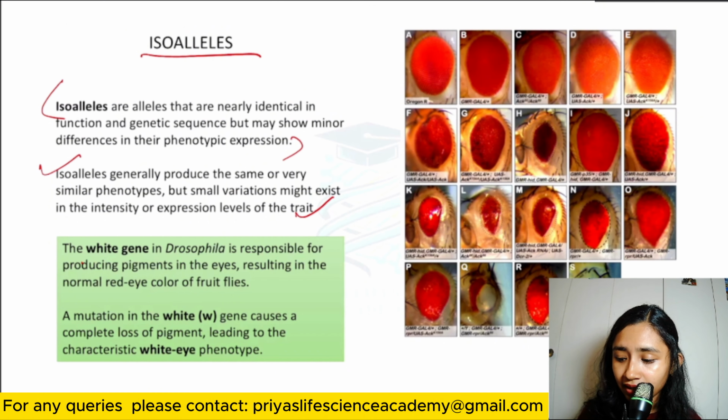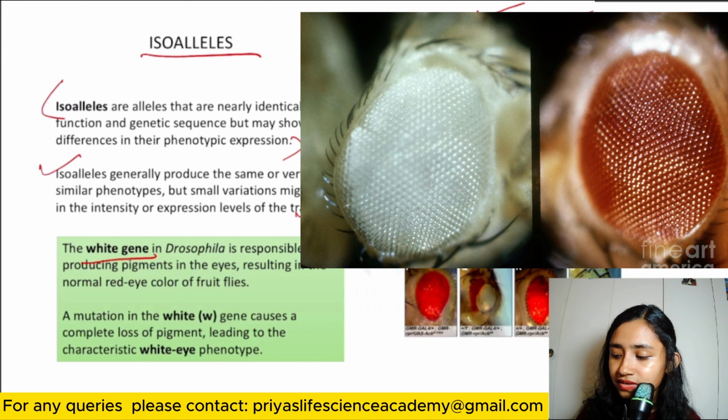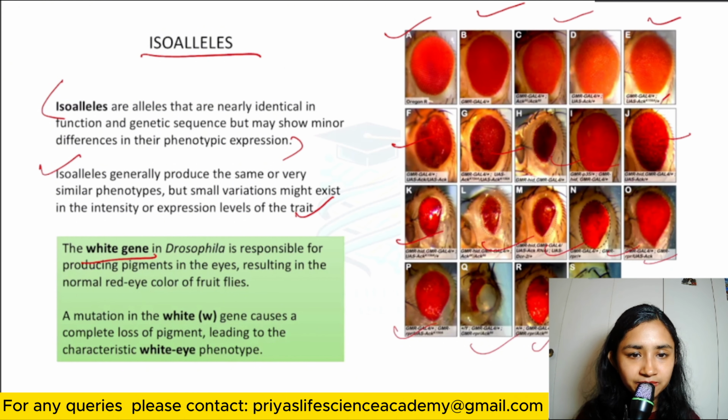Here you can see the white gene in Drosophila that is responsible for producing pigments of the eye, resulting in the normal red eye color of the fruit flies. But here you can see so many red eyes, from dark red to pink. So many types of eye color are there. This is the variation of a single gene. The variation of a single gene can produce so many phenotypes. These variations of the gene are known as isoalleles, and when there is a mutation in this gene, it produces white eye, that is known as white eye mutation in Drosophila.